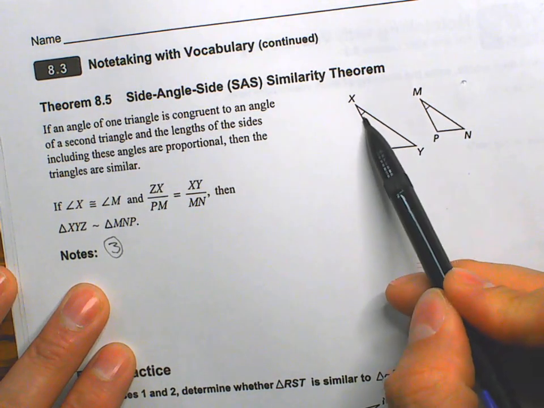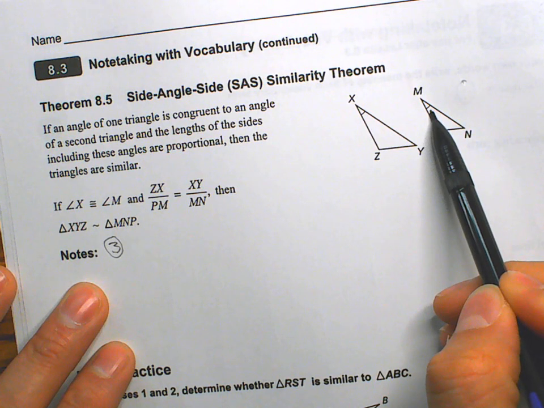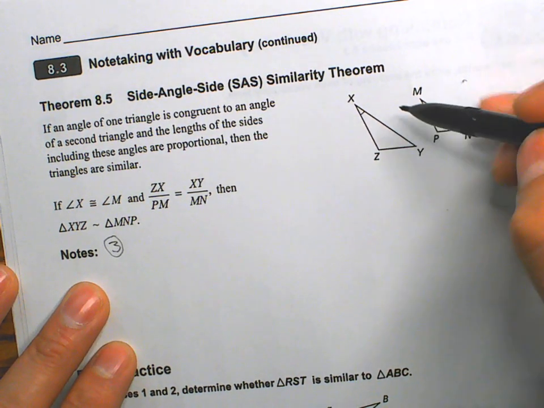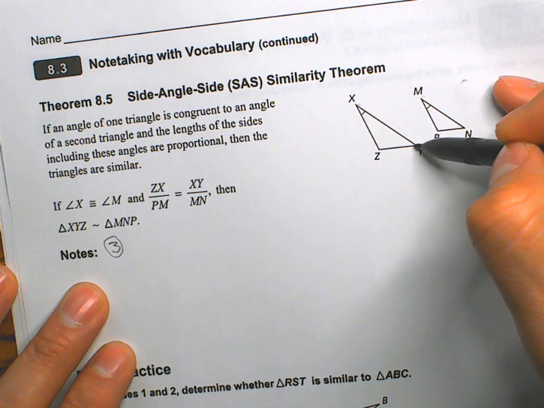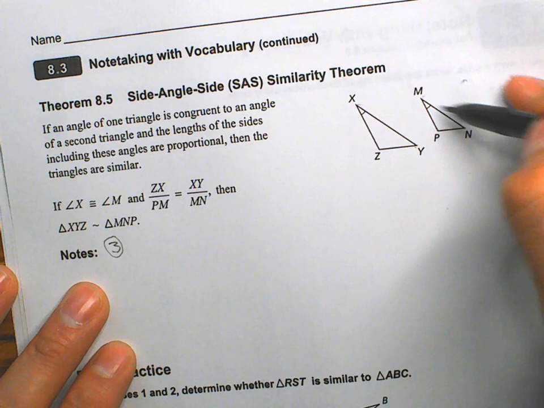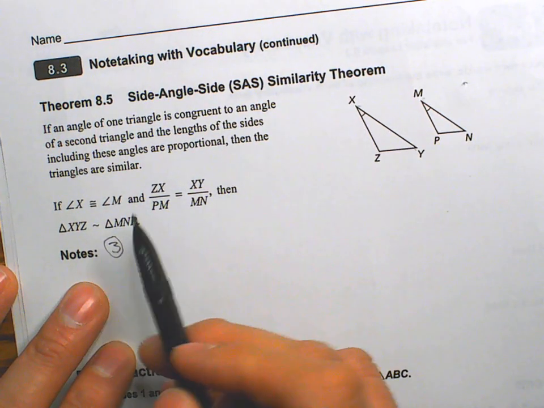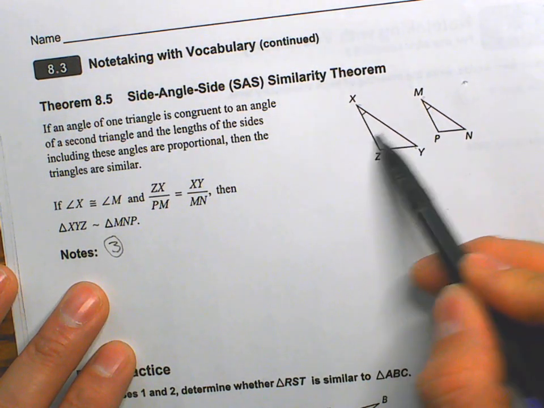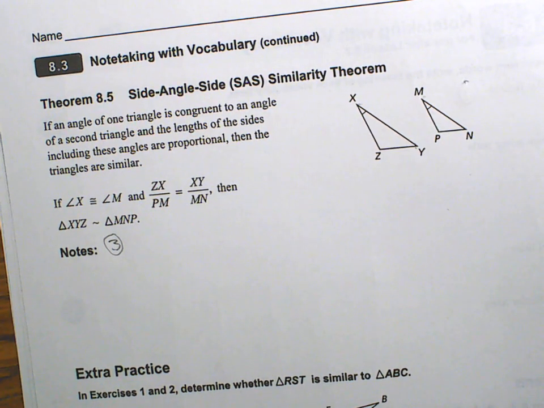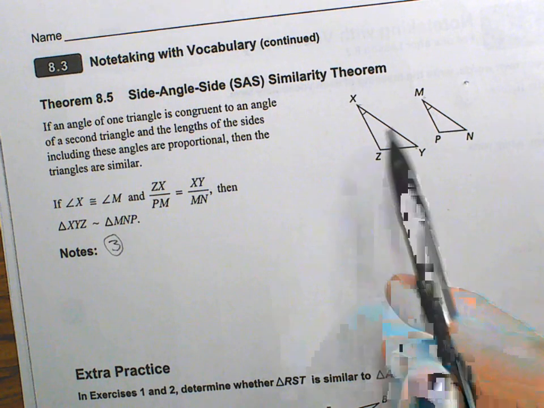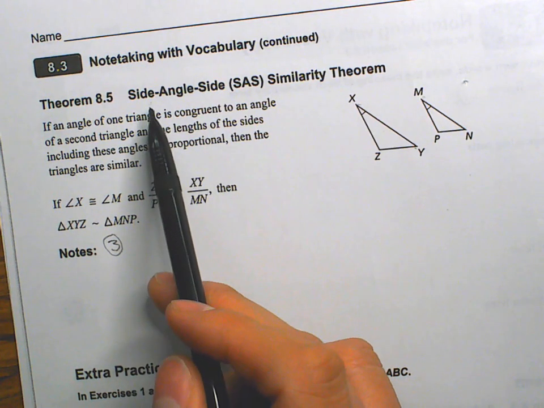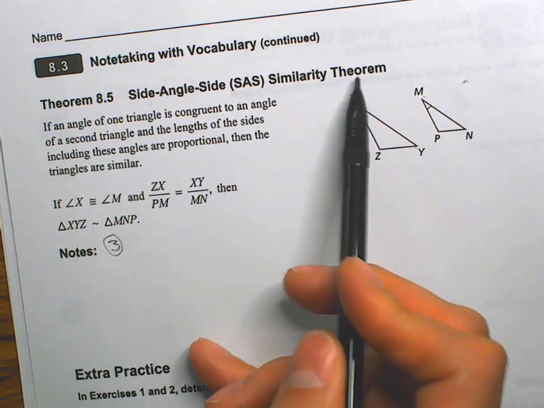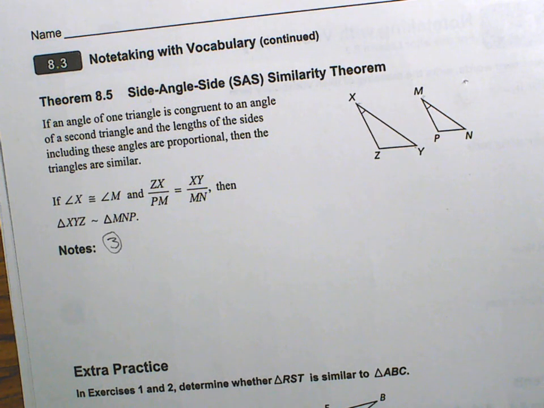Angle X and angle M, those are congruent. So if ZX divided by PM is equal to XY divided by MN, if these two are equal, I set up the ratio of the pair of corresponding sides. If those two sides reduce to give you the same thing, that means they are proportional. And being the fact that you have an included angle congruent will mean that the triangles are going to be similar by the side angle side similarity theorem. Let's go ahead and begin our examples.